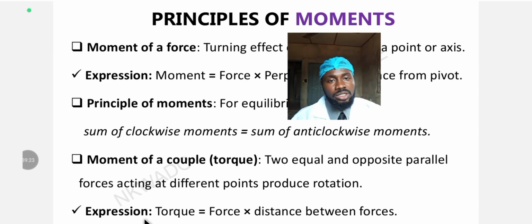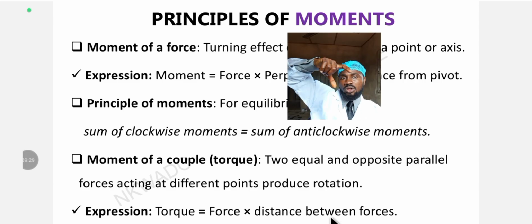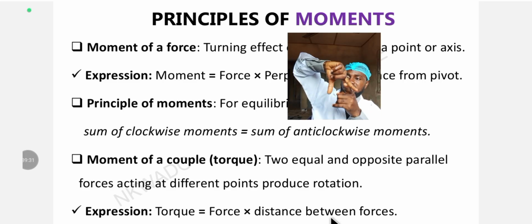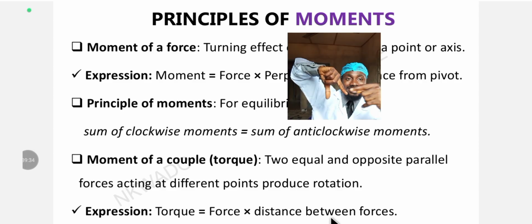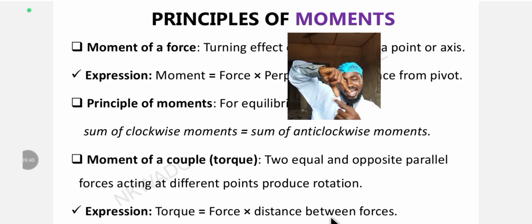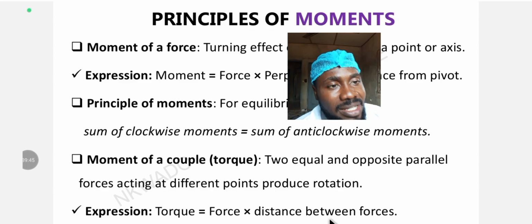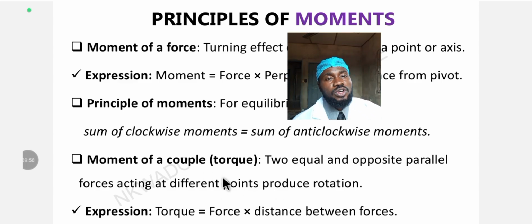So what is the expression? The expression is torque is equal to force times distance between forces. So the two forces, equal and opposite forces, the distance between these two forces times the force itself. The distance between the two forces times the equal and opposite force required to turn. This is the expression of torque.